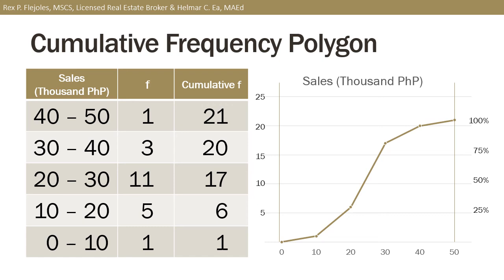There are 3 observations in 30 to 40,000 pesos class. The cumulative frequency is 17 plus 3, which is equal to 20. There is 1 observation in 40 to 50,000 pesos class. The cumulative frequency is 20 plus 1, which is equal to 21. This graphical presentation uses the class boundaries instead of the midpoints. Specifically, we use the upper boundary of each class in plotting against the corresponding cumulative frequency.